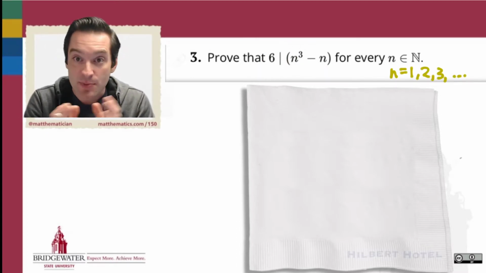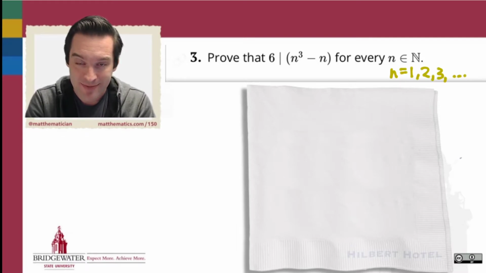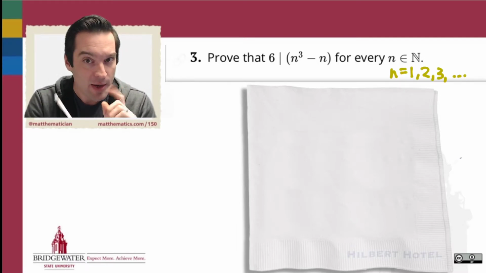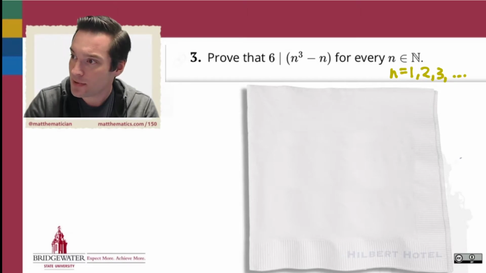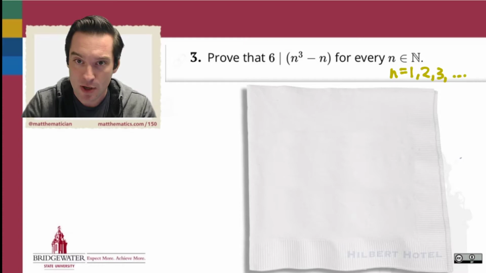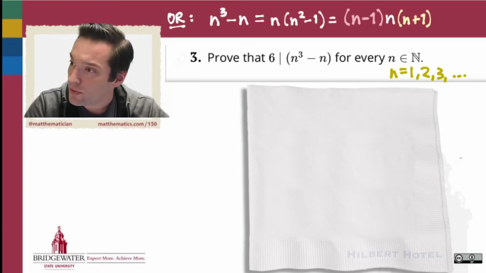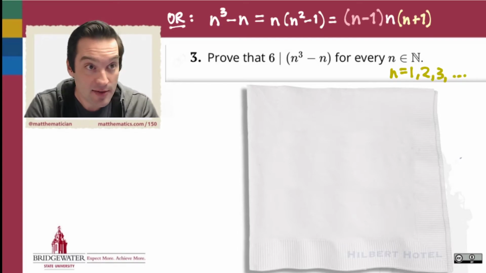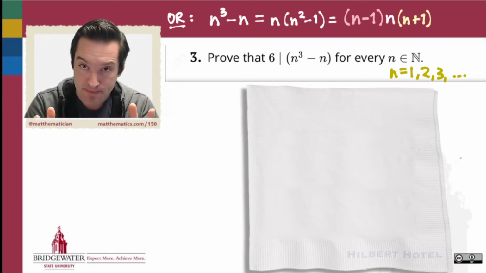I want to pause actually before we do this proof by induction to note that there may be another way to prove this statement. Does anybody see what sort of non-induction argument we might be able to make to show that 6 is a factor of n cubed minus n? n cubed minus n is a product of three consecutive integers.